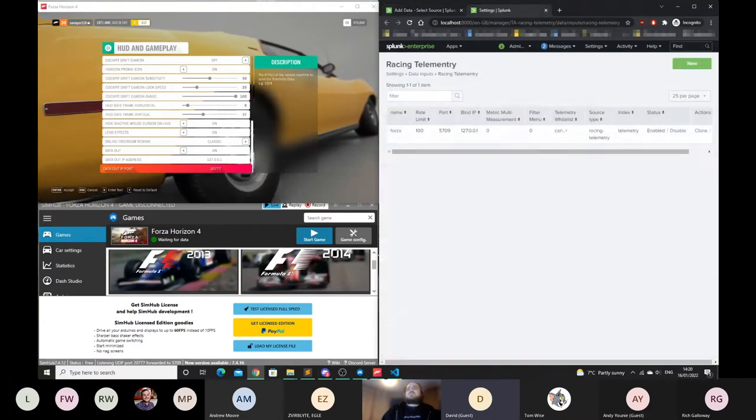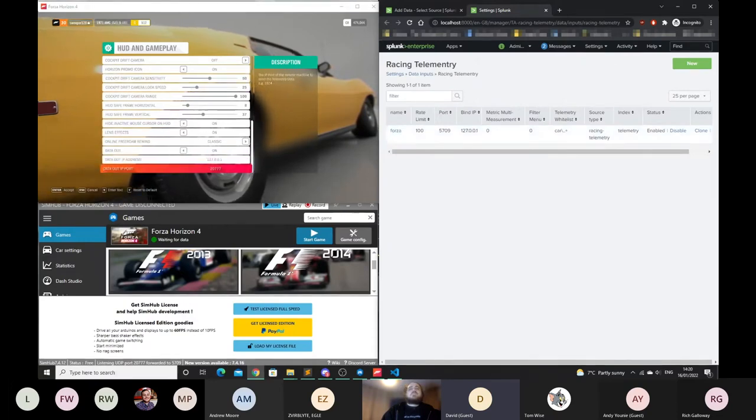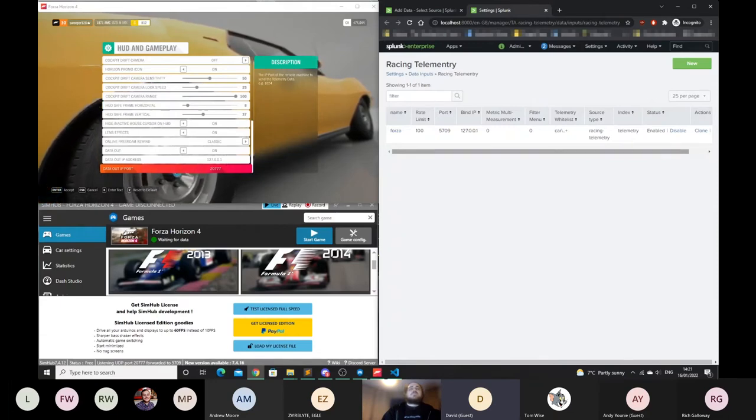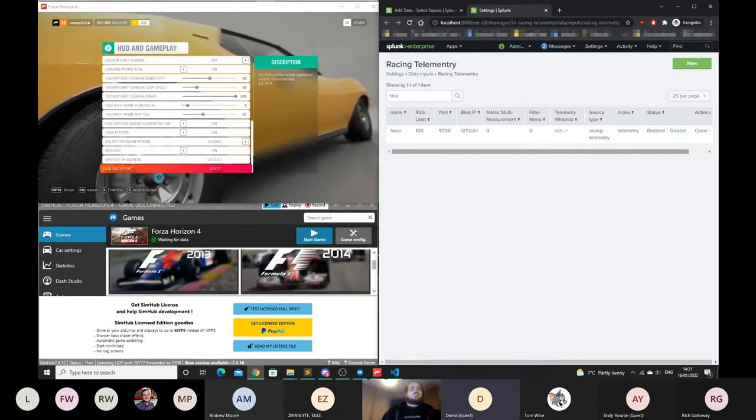Now, if you look at the input that I actually have for this data, you'll notice that the port isn't the same as in the game. This is partially because when I was trying to set this up for the first time, I noticed that my UDP traffic wasn't being ingested by Splunk itself. It took a bit of troubleshooting, but I worked out that the UDP traffic was actually being dropped by Windows, and I had to work out a way to route this into Splunk somehow.